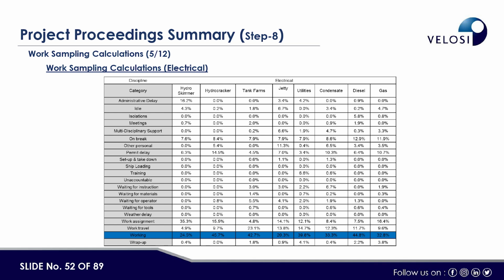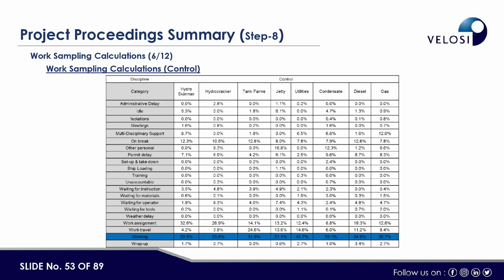The waiting for operator and waiting for tools may be out of our control, but the work assignment at least. For example, in the hydroskimmer, work assignment is 35%. In the hydrocracker, 15%. Tank farm is lesser, 4.8%. Jetty, 14%. Utilities, 12%, then 8.4%, and 7.5% or 16.4%. Same with travel time: 4.9%, 9.7%, 23%, 13.8%. So there is significant time which can be optimized and the work productivity can be improved.